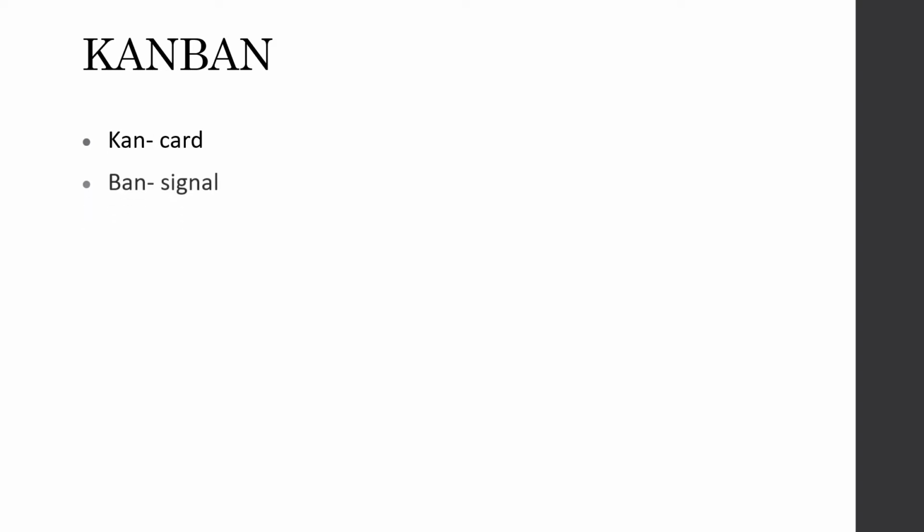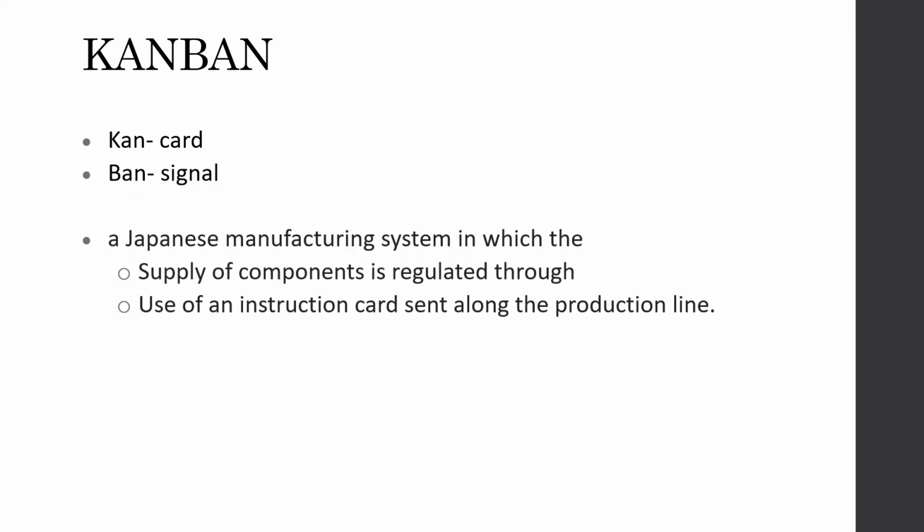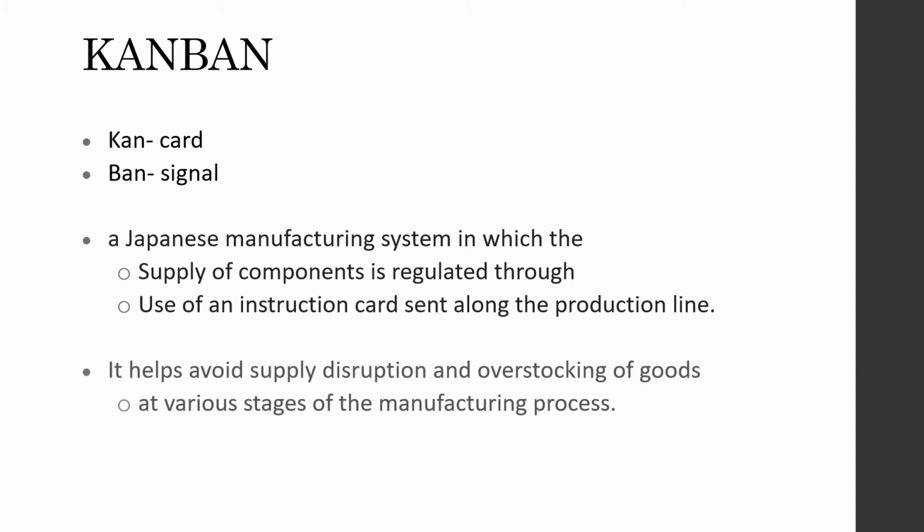So Kan means card and Ban means signal. It is a Japanese manufacturing system in which the supply of the component is regulated through the use of an instruction card sent through the production line. It helps to avoid the supply disruption and overstocking of goods at various stages of the manufacturing process. So Kanban requires the continuous monitoring of the process.